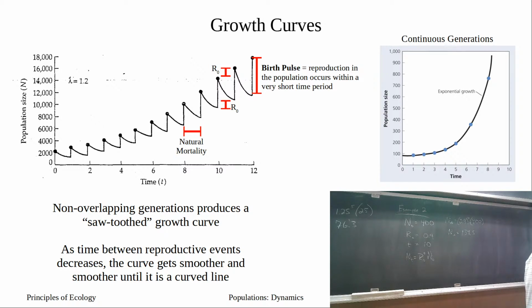This type of growth curve, when we have continuous generations, is called an exponential growth curve. And we refer to it as exponential growth. Why? Because our population grows exponentially. It'll grow to infinity if we allow it, if other factors allow it. So if we're going to transition from this jagged type of growth curve to a smooth type of growth curve, it's going to change how we calculate our population size in the future.